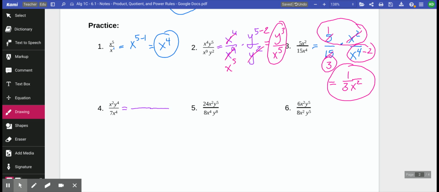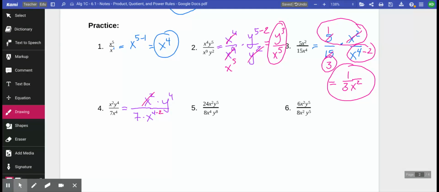So this one I'm just going to separate out. I'm going to say I have nothing over the 7, right? So it's really like a 1 over 7. Then I have x squared over x to the 4th, and then I have y to the 4th. So you see how I kind of left some space here? I'm just putting my like terms, my like bases together. So I can't do anything with that 7. I can't do anything with the y, right? They don't have any common bases or any other numbers in the case of the 7. All I can do is this x. I can subtract 2 there, right? So I can do 4 minus 2, get rid of the top, and then rewrite my answer.